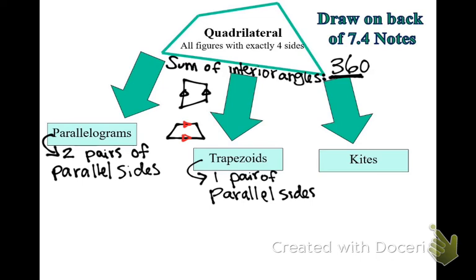Okay. The last one is a kite. You're not going to see them very often. I'll draw one for you. It looks like a classic kite, if you've ever flown kites before. But instead of opposite sides being congruent, like a parallelogram, the side right next to it is congruent. There's nothing really special about them other than that.